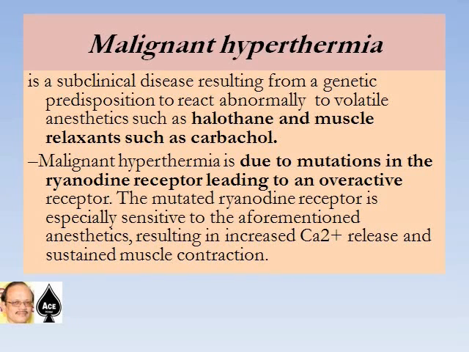Malignant hyperthermia is a subclinical disease resulting from a genetic predisposition to react abnormally to volatile anesthetics such as halothane and muscle relaxants such as carbachol. Malignant hyperthermia is due to mutation in the ryanodine receptor leading to an overactive receptor. The mutated ryanodine receptor is especially sensitive to the aforementioned anesthetic, resulting in increased calcium release and sustained muscle contraction.